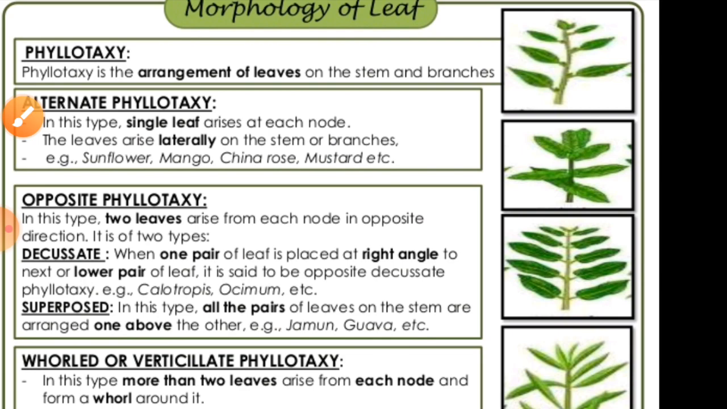Such a condition is called opposite phyllotaxy. Generally we see that when one pair of leaves is placed at a right angle to the next lower pair of leaves, it is said to be opposite decussate, as you can see in Calotropis plants and guava plants.